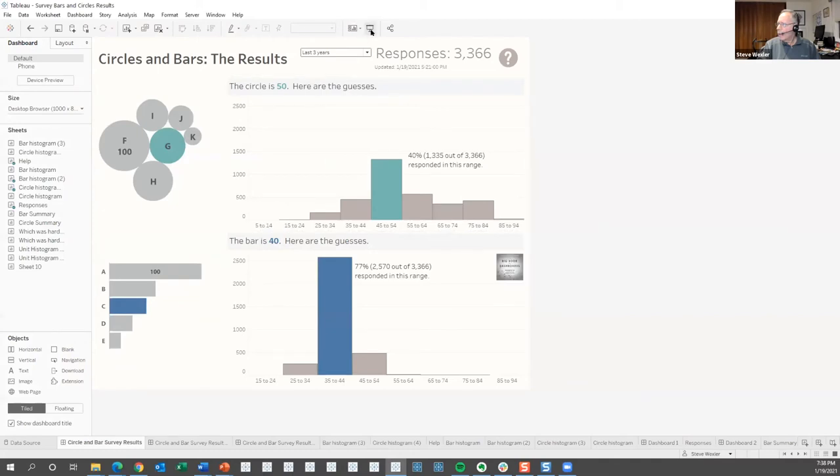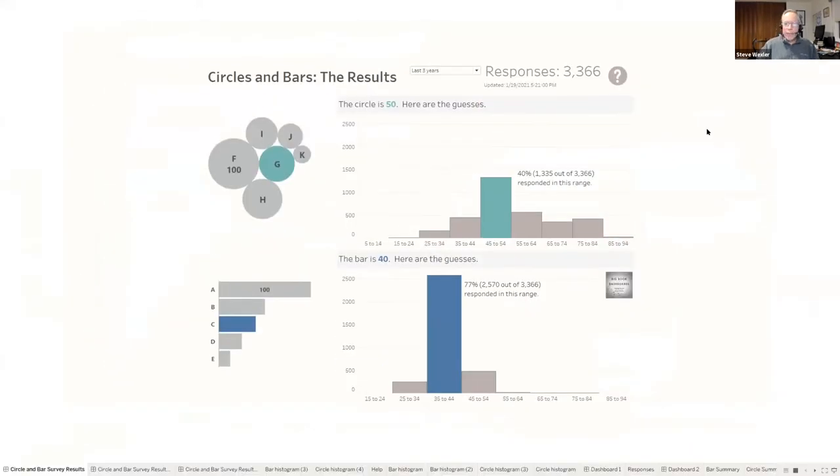And voila, here are the results as of a little while ago. It warms my heart to see over 3,000 people have taken this thing, and just look at the wide distribution of guesses for the circle. Yeah, you got 40% getting it right, but in fact, you have more people getting it wrong if you look at all these wrong answers. People are guessing all over the place. Look at the bar. Few people guessing too low, few people guessing too high, and then a huge number of people just nailing it.